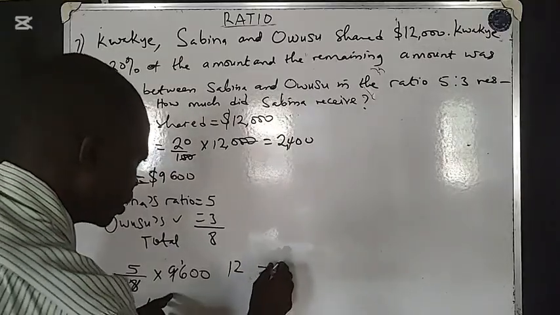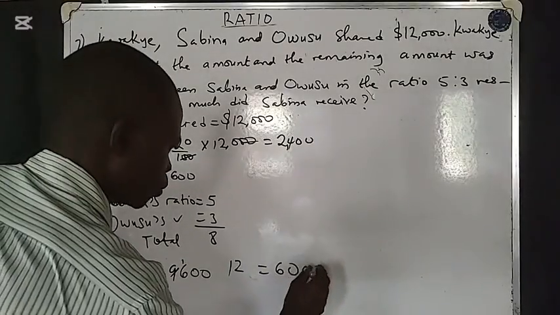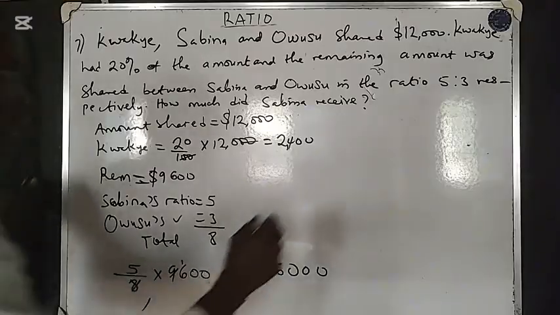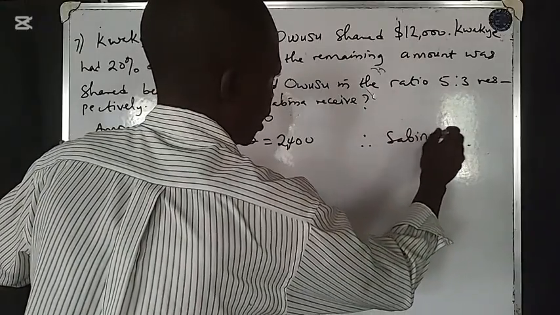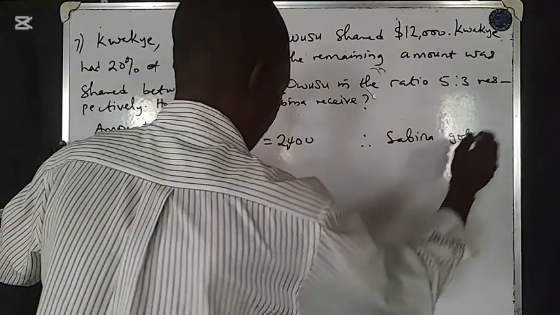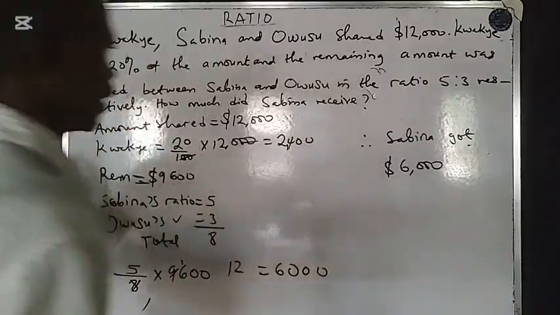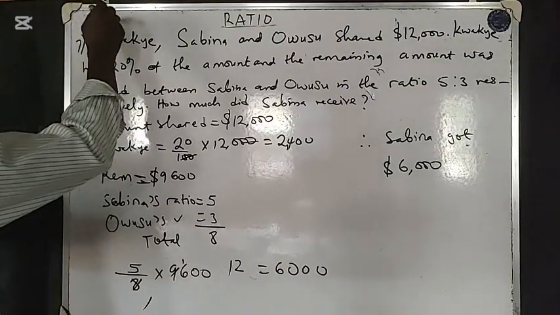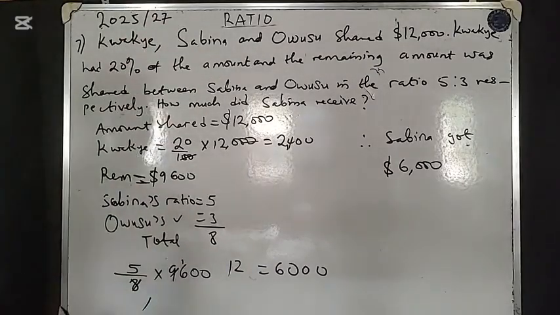12 times 5 is 60, right? Then we have 0, 0 here, right? Is it not so? So what are we seeing there? Let's write our statement down. Therefore, Sabina got $6,000. Right? $6,000. This is the 2025 number 27 question. Is the answer correct? Check for me.